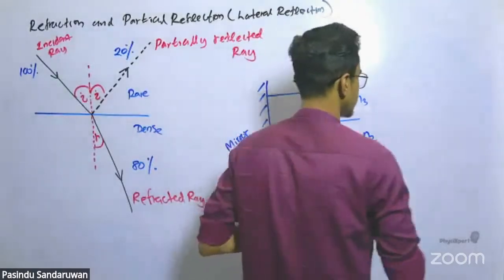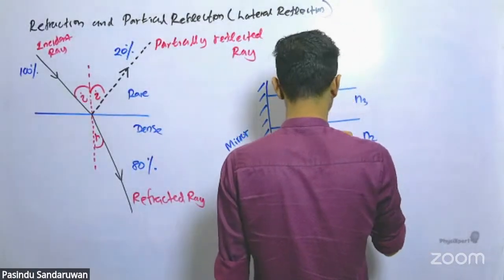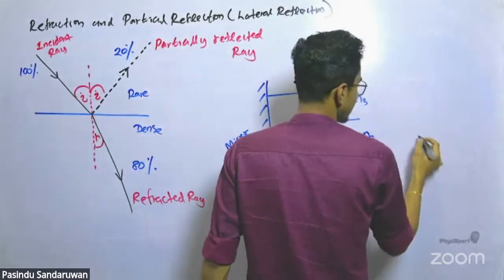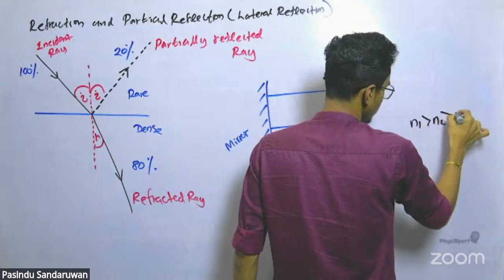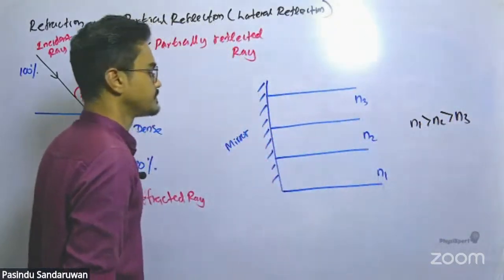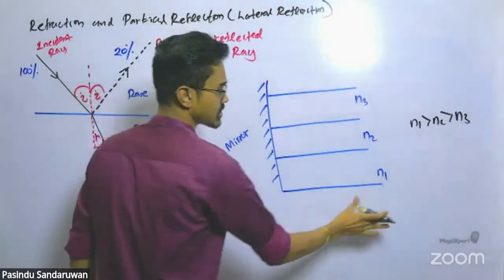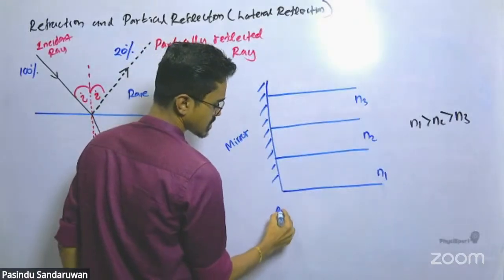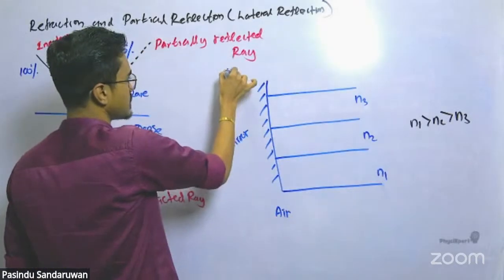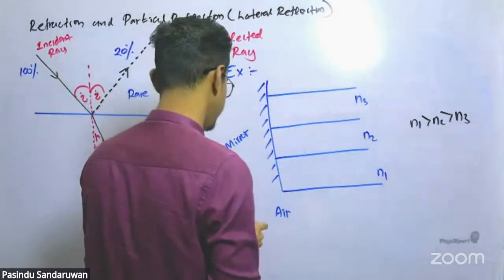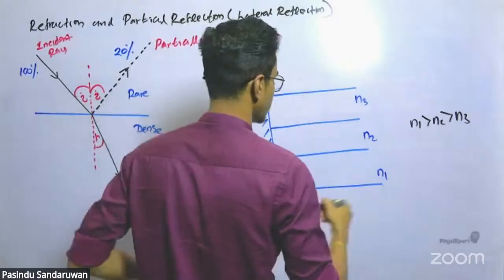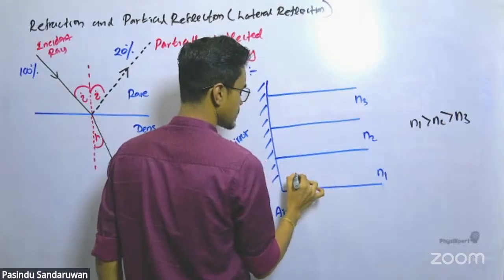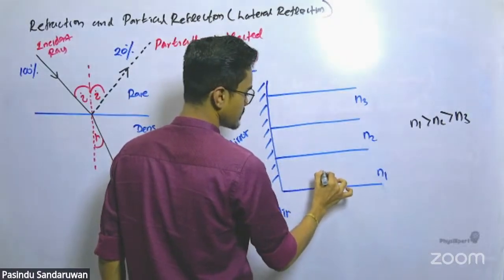And n1 is greater than n2, which is greater than n3. And this is air. This is an example. Now a light ray enters from the air medium.